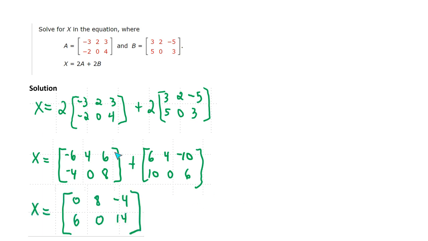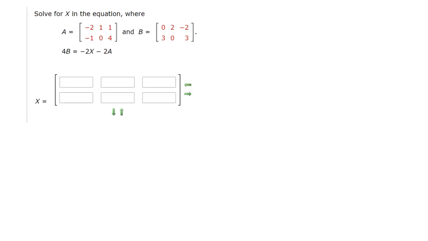So I get negative 6 plus 6 is 0, 4 plus 4 is 8, 6 plus negative 10 is negative 4, negative 4 plus 10 is 6, 0 plus 0 is 0, and 8 plus 6 is 14. Okay, so then we would enter our answers into the boxes there.